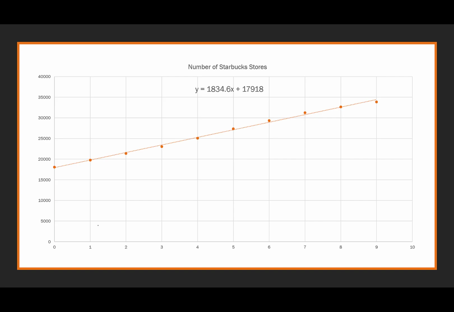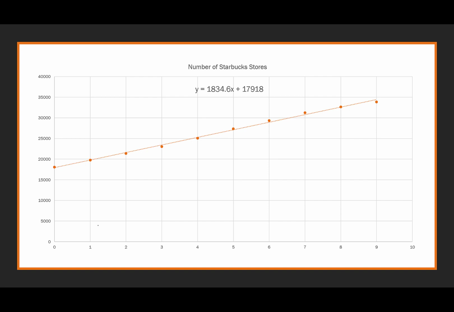I, in fact, had Excel do one more step and I had it add a trend line. That means it came up with an equation that pretty much matches this line or this data. And it said the line that would best fit it would be 1,834.6 times x plus 17,918. What happens when you do this kind of trend line is it's not a perfect fit, right? So it has to make some adjustments to come up with the line, but it gives us an overall feel about what's going on.